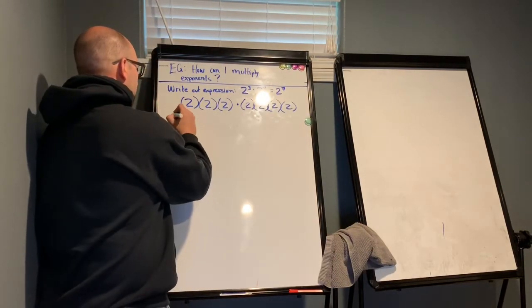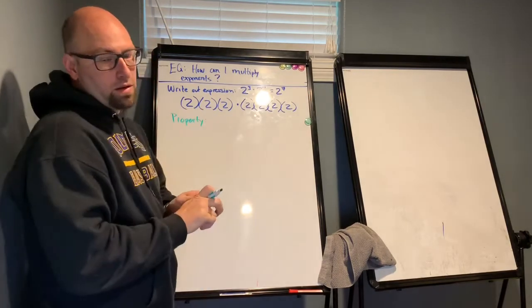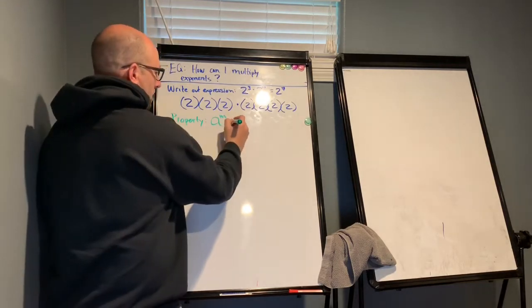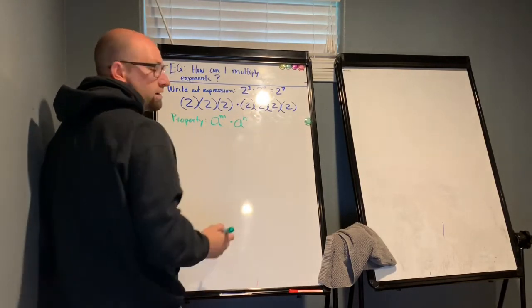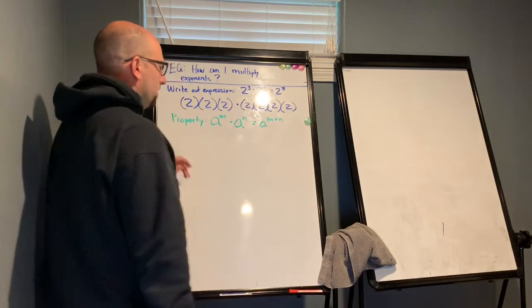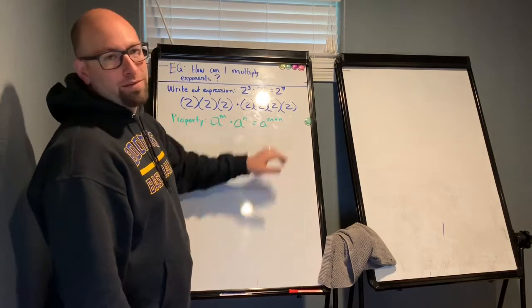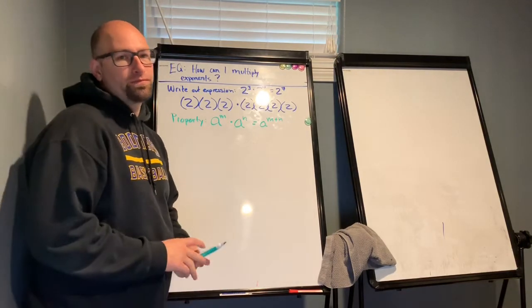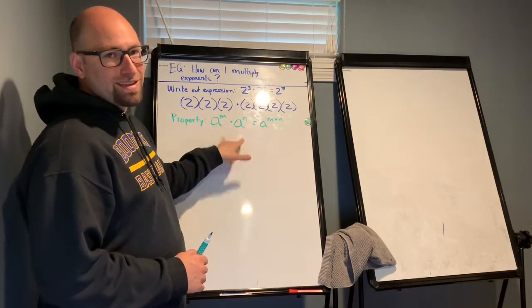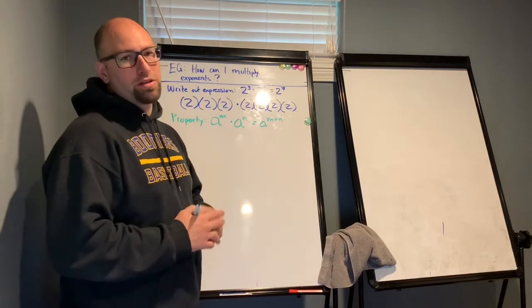The property of this is, okay, A is your base, A to the M times A to the N equals A to the M plus N. So if A is your base, and M and N are your exponents, you're going to add them together if you're multiplying. And that's if you have the same base. So in this case, 2 is the same base. Here A is the same base. So if the base is the same and you're multiplying exponents, then you just add the exponents together.